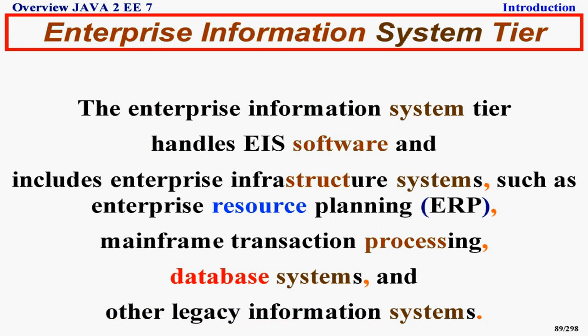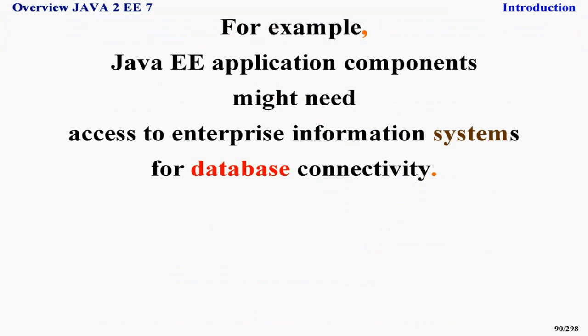Enterprise Information System tier. The Enterprise Information System tier handles EIS software and includes enterprise infrastructure systems, such as Enterprise Resource Planning (ERP), mainframe transaction processing, database systems, and other legacy information systems. For example, Java EE application components might need access to enterprise information systems for database connectivity.